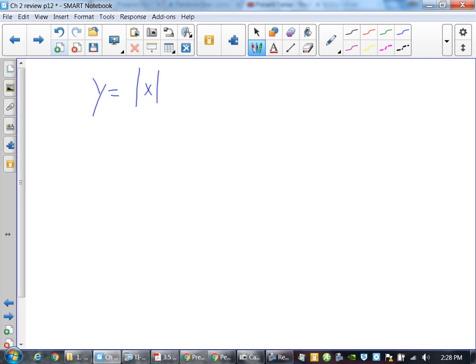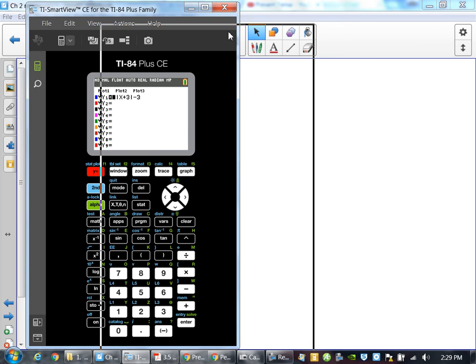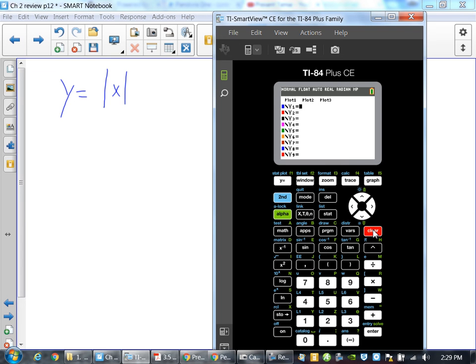So real quick, let's just show a generic version of this in our calculator. Let me show you guys how to graph an absolute value in here first before we go through the rest.